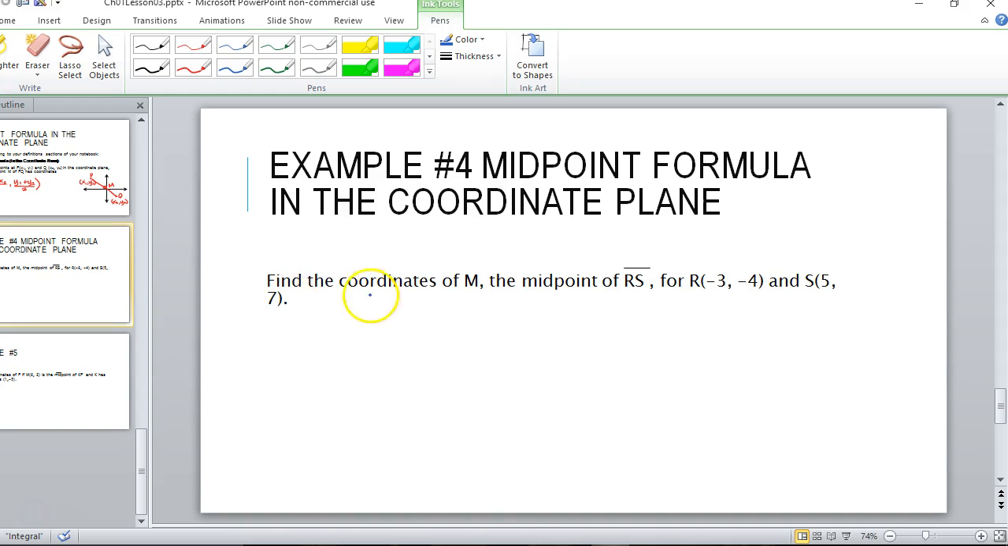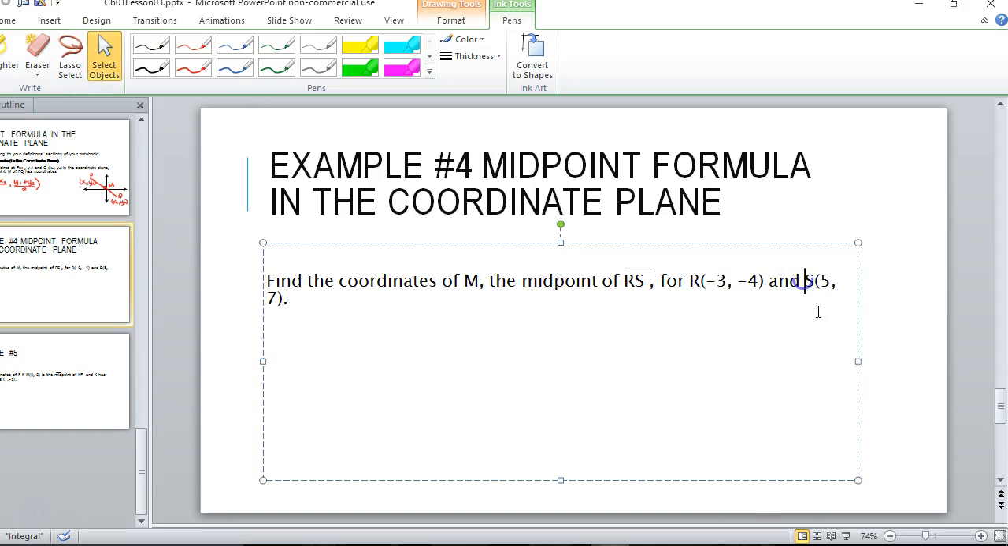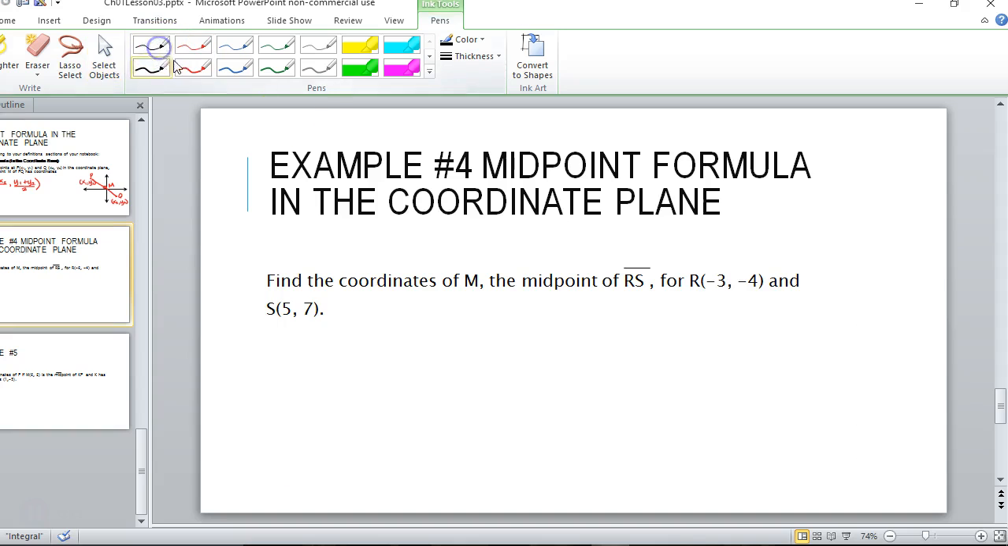All right, so we want to find the coordinates of M, which will be the midpoint of RS. Find the coordinates of M, the midpoint of RS, for R at (-3, -4) and S at (5, 7). So let's go ahead and graph that.